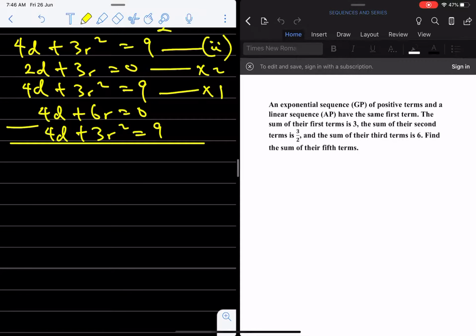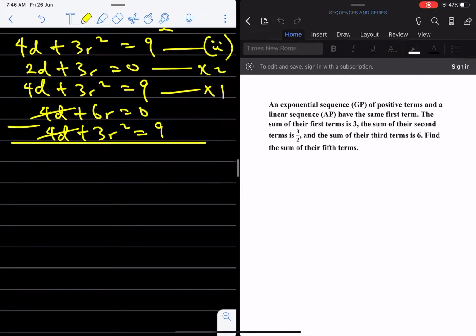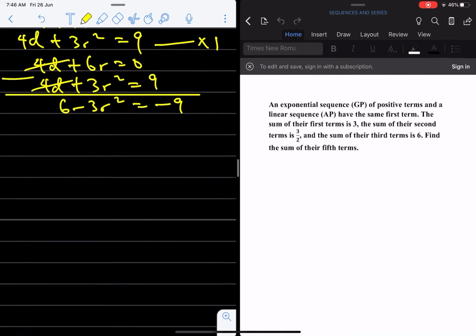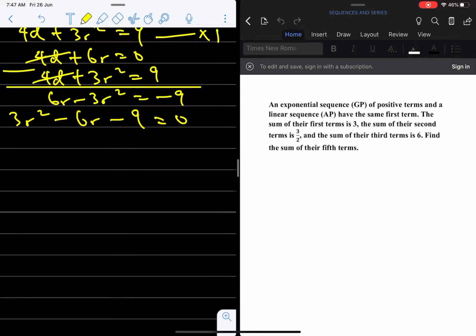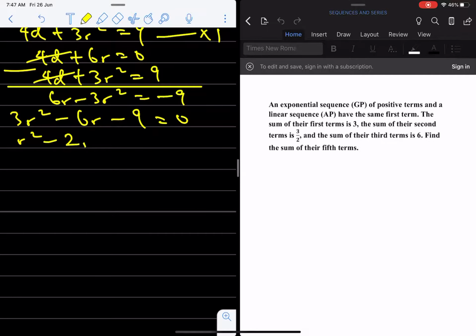That means 4D minus 4D is 0. 6R minus 3R squared equals minus 9. If I take everything on the left hand side to the right hand side, I'm going to have 3R squared minus 6R minus 9 equal to 0. Now this can be made simpler. If I divide through by 3, I'm going to have R squared minus 2R minus 3 equals 0.